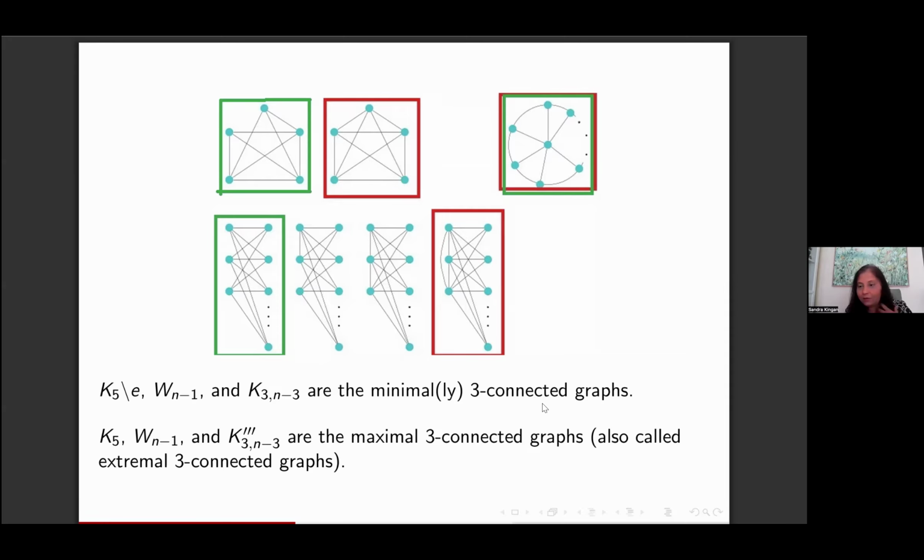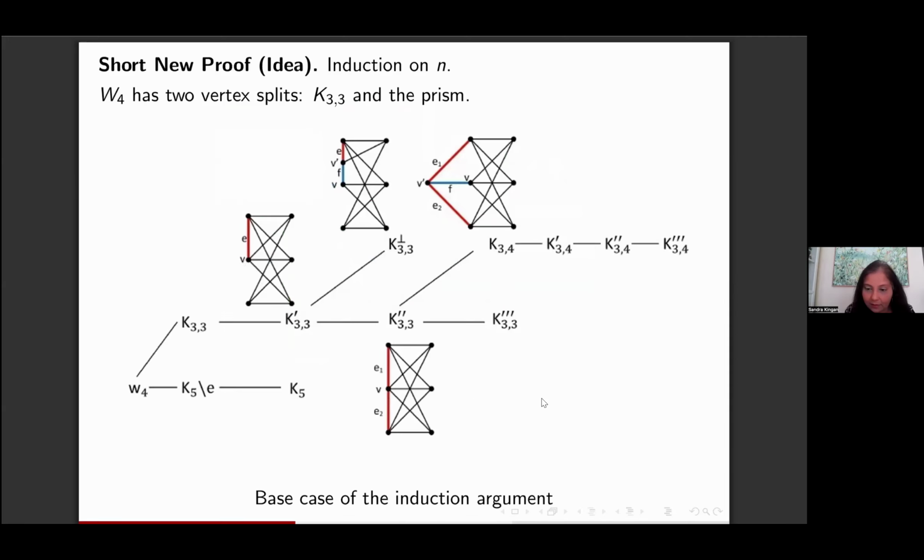Okay, shall I move on? Yeah, so proof by picture. So this is the base case of the induction argument, and you have to check that, up to isomorphism, these are the only graphs, but that's straightforward. There is so much symmetry in these graphs, it's not hard to actually do by hand. You don't even need software to do this.